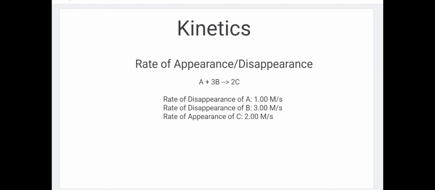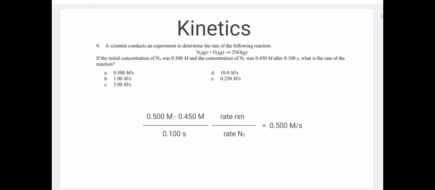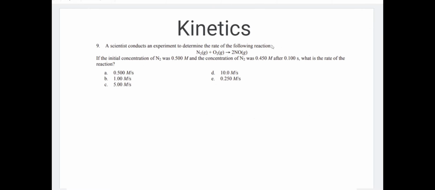Let's take a look at some problems. A scientist conducts an experiment to determine the rate of the following reaction. If the initial concentration of N2 was 0.5 molar and the concentration of N2 was 0.45 molar after 0.1 seconds, what's the rate of the reaction?